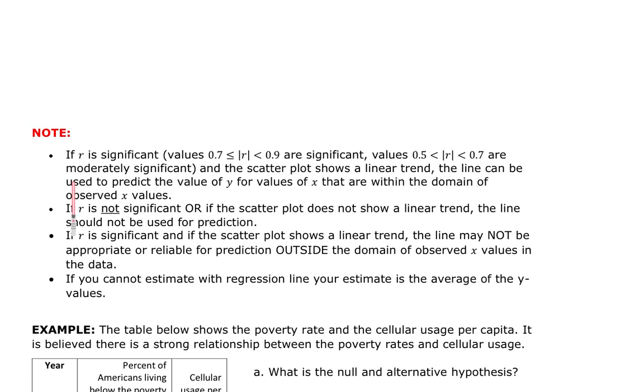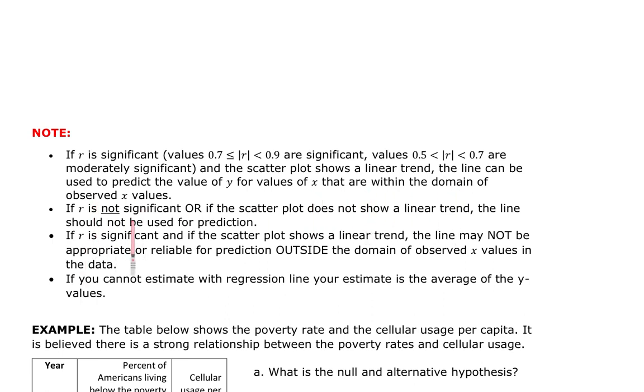Note, if r is significant, this means that the absolute value of r is between 0.7 and 0.9. That's considered significant. If we have values between 0.5 and 0.7, these are moderately significant. And we're talking about the absolute value so that we don't have to worry about positive and negative. And the scatter plot shows a linear trend. The line can be used to predict the values of y for values of x that are within the domain of the observed x values.